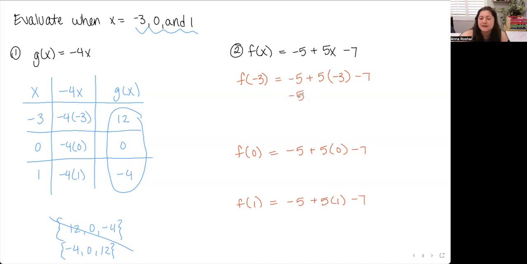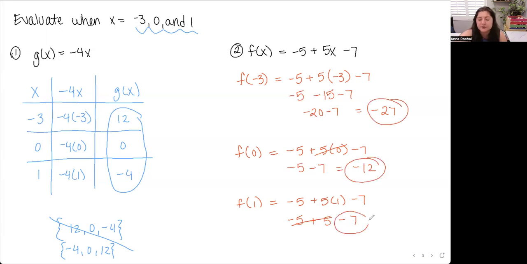Okay. So we're going to have -5 times -3, which is 15, minus 7, which gives me -20 minus 7, which is -27. And then I'm going to have -5 times 0, well, this is 0, so I don't even need it, minus 7, which is negative 12. And then I have negative 5 plus 5 minus 7. These cancel each other out, so just negative 7. Again, you can go ahead and circle the final answers so that your teacher knows, hey, these 3 x values correspond to those 3 y values. Okay?